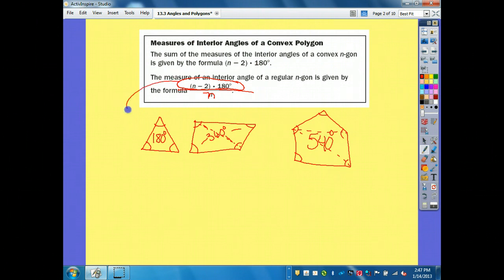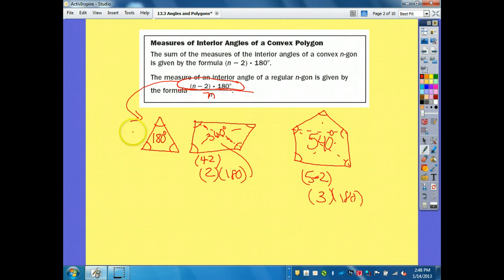540 degrees. Now that goes to this formula up here. What is the number of sides in a triangle? 3 minus 2 is 1. There's one triangle in a triangle. 1 times 180 is 180. How about the quadrilateral? 4 minus 2 is 2. There's 2 triangles in that figure. Take that times 180, and you get your 360. In a pentagon, 5 minus 2 is 3. 3 triangles in there, times 180, and we end up with our 540.